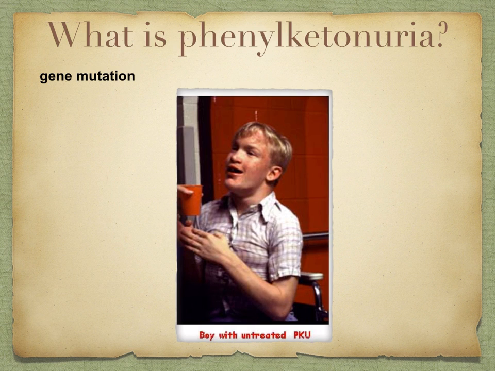Then we're also going to look at phenylketonuria. People with phenylketonuria lack an enzyme, which results in a buildup of phenylalanine in their blood. This is because of a gene mutation. If untreated, it's going to result in brain damage.